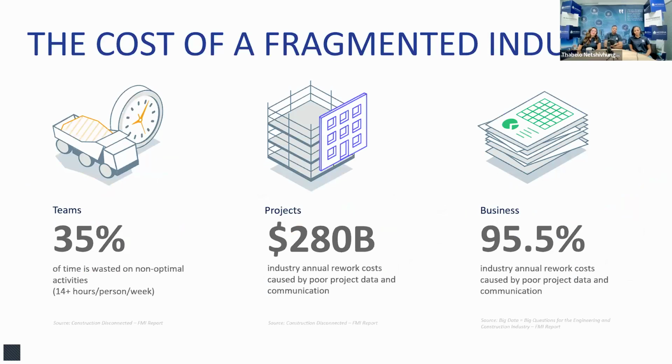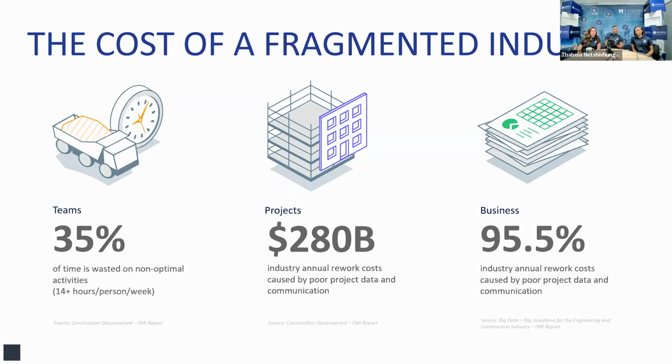And here are a few stats. 35% of time is wasted on projects on non-optimal activities. For me, those non-optimal activities are things like receiving a drawing and having to learn the drawing again, or getting outdated data, not working on the correct version of information on site. If you work it out, it's about 14 hours per person per week that gets wasted on non-optimal activities.